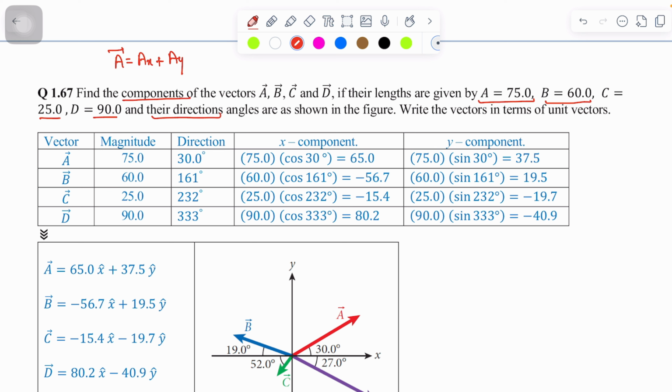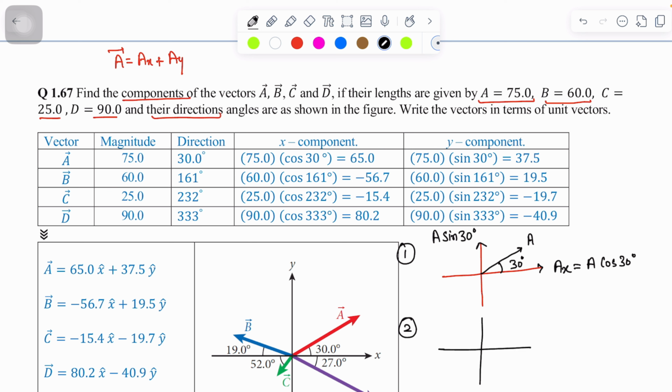In case of A part, just check. This is your vector A that is given. Let's say the first one. Angle is given 30. So you can easily solve AX is equal to A cos 30 degree. And this is your A sin 30 degree. Is there any problem? Okay, fine. Now case number 2. This is the interesting one. If you understand this one, others will become easy for you.